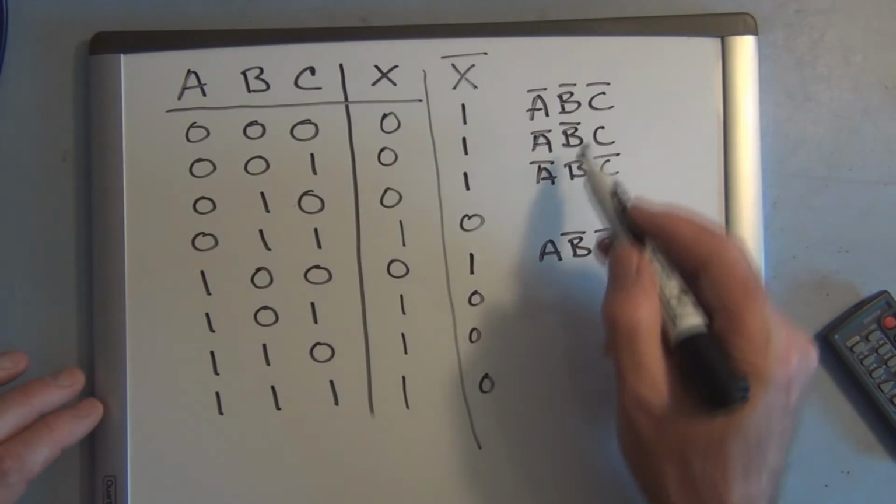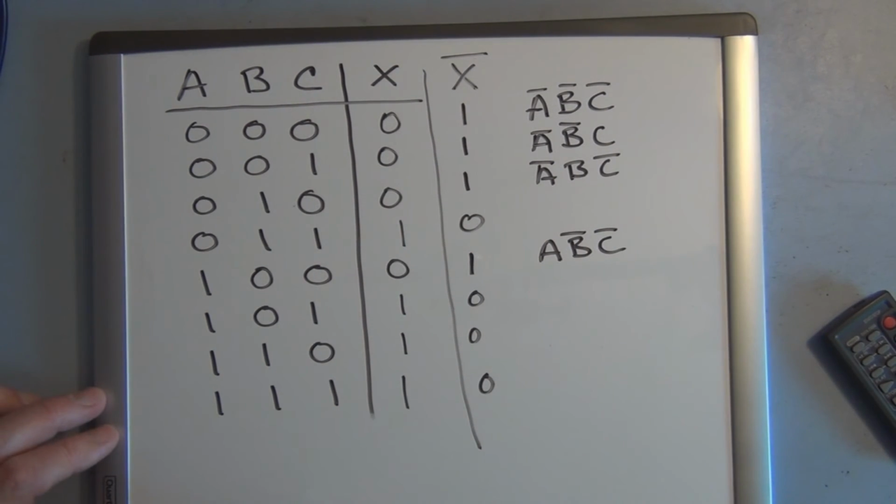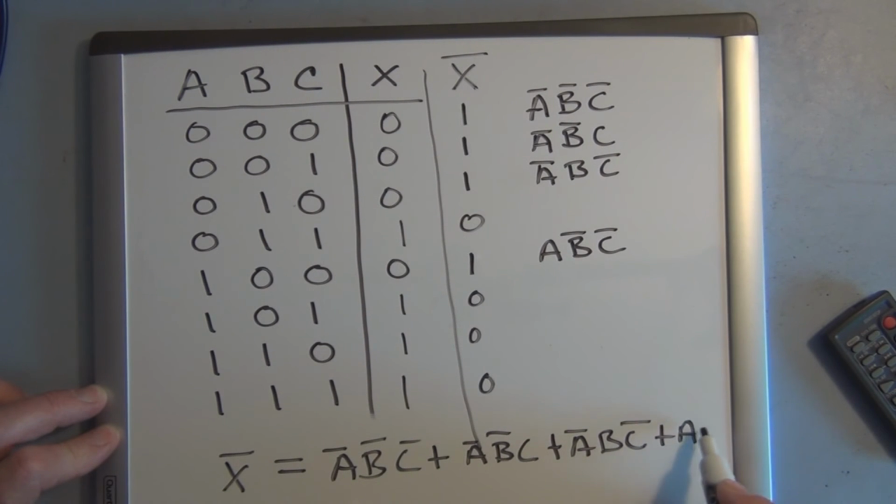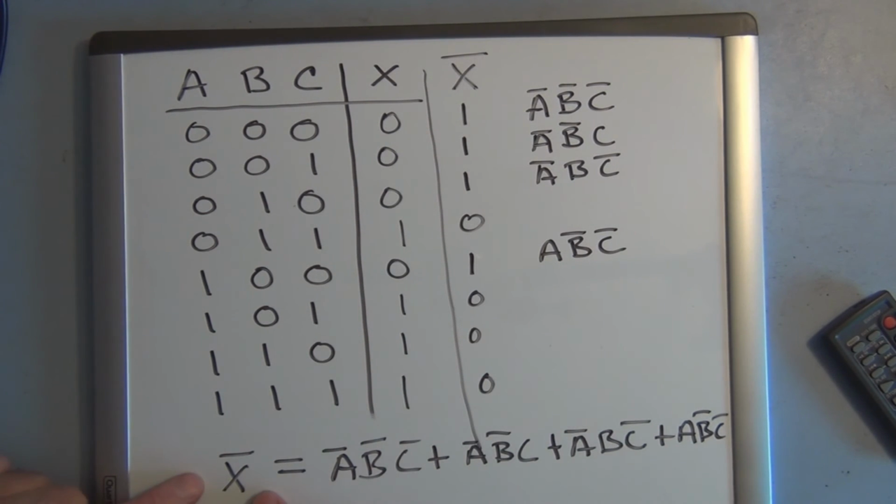So let's write the Boolean expression, which is x naught is equal to a naught, b naught, c naught, or together with a naught, b naught, c, or together with a naught, b, c naught, or together with a, b naught, c naught. So now we have a Boolean expression for x naught, but we want a Boolean expression for x.